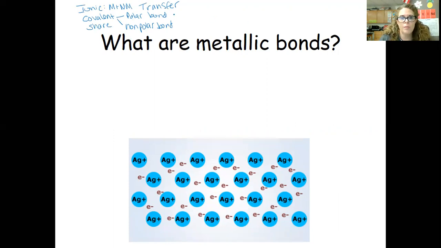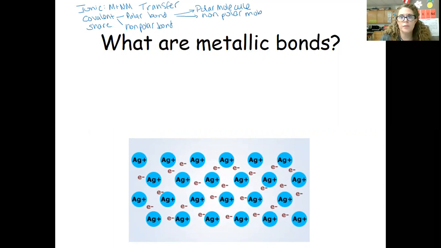And a polar bond can give a polar molecule or a nonpolar molecule. Remember, molecule from our previous video is about shape. And nonpolar bonds are always going to just make nonpolar molecules.